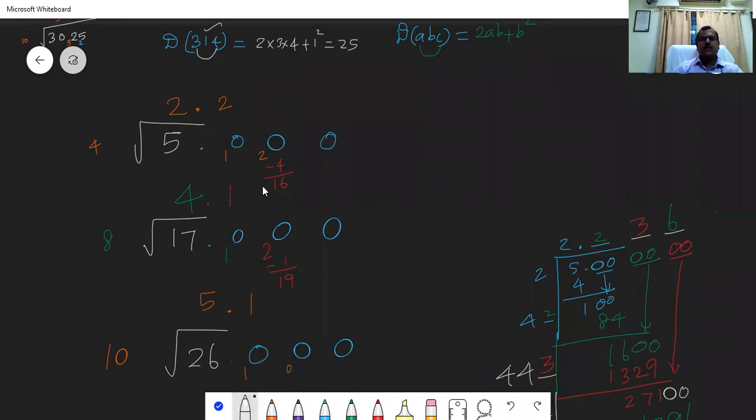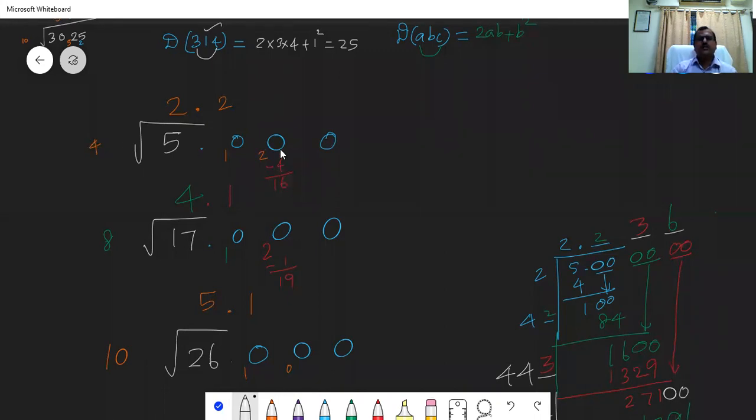What is the next step? Repeat it till we want it. Any number of decimals you can go. First one decimal I finished. How to go with the second decimal I am going to explain to you. Are you ready now? Yes, sir. This remainder you have to divide by 4.